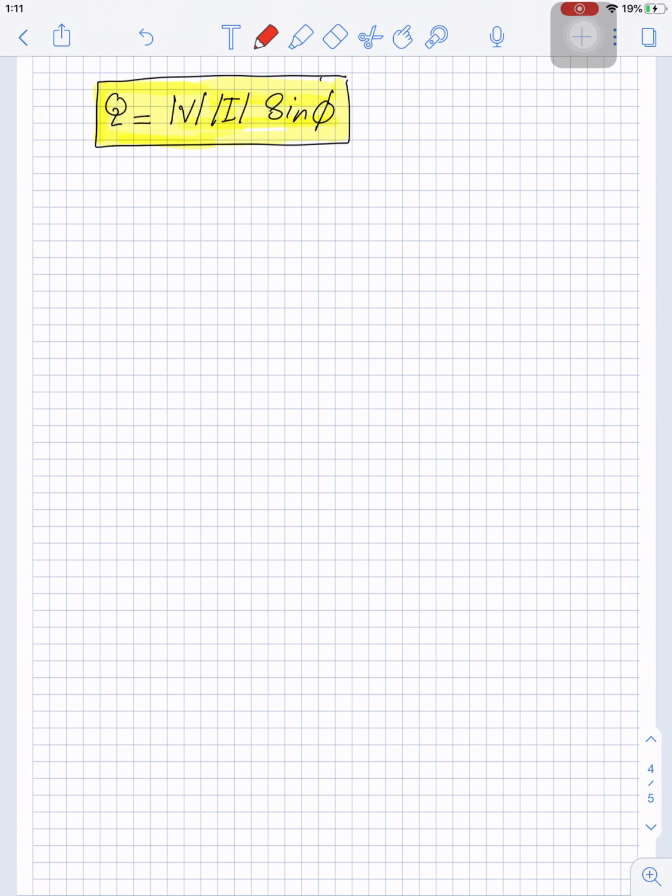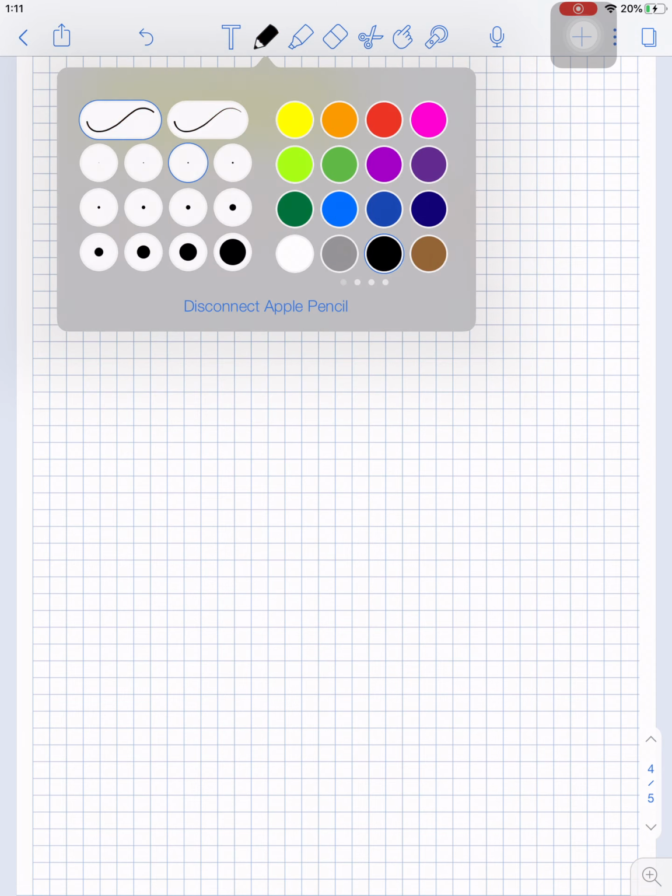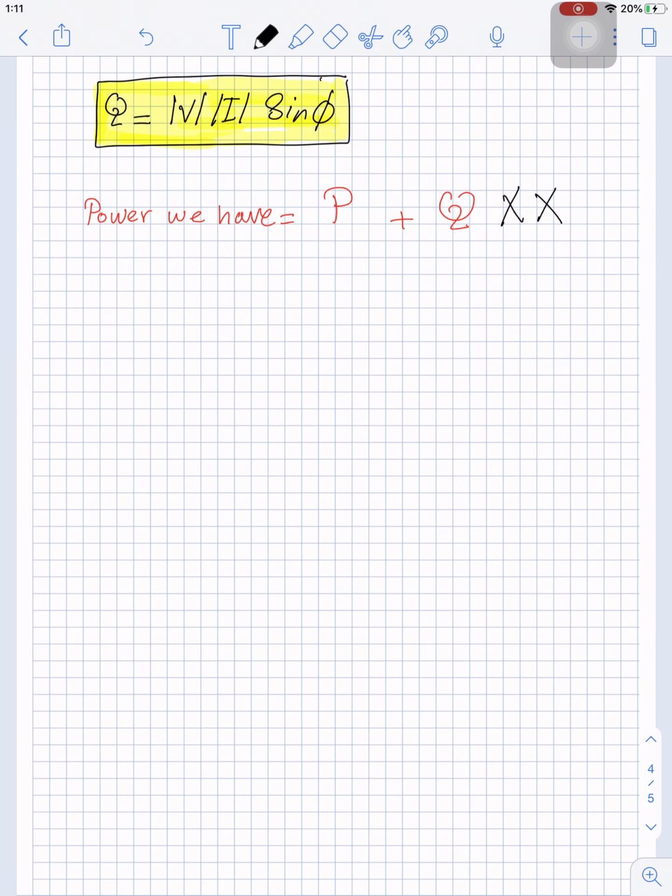So we cannot say that the power we have equals P plus Q. Okay, we cannot say this. Why? Because P and Q are not from the same nature. P is the magnitude or the average of a cos wave. Q is the maximum of a sine wave. So we cannot just add the magnitudes together. We need to consider P to be cos, and we need to consider Q to be sine.